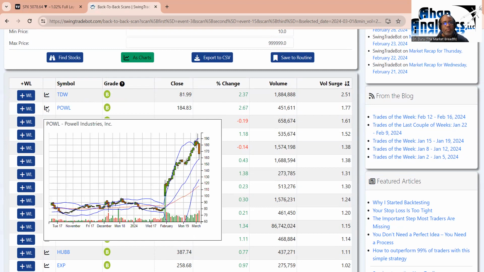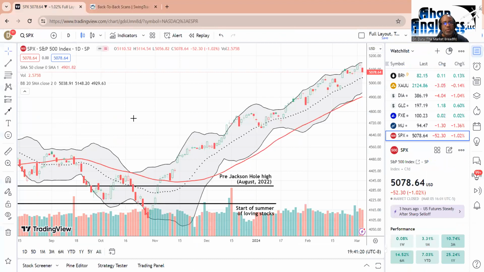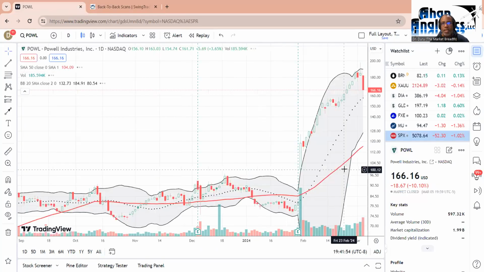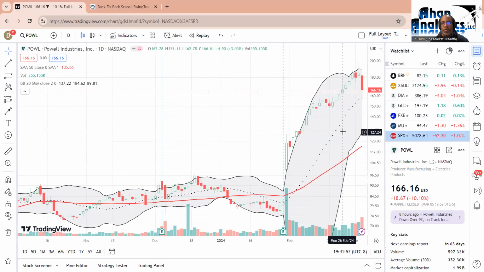And I pointed out Powell Industries, and let's get a close-up view in TradingView. And this was a very powerful move. And you can see why I missed this with my first filter because on the day before, it actually did not have a closing 52-week high. It had an intraday high. So this one actually just barely met the filter. But you can see here, big time confirmation of the top.